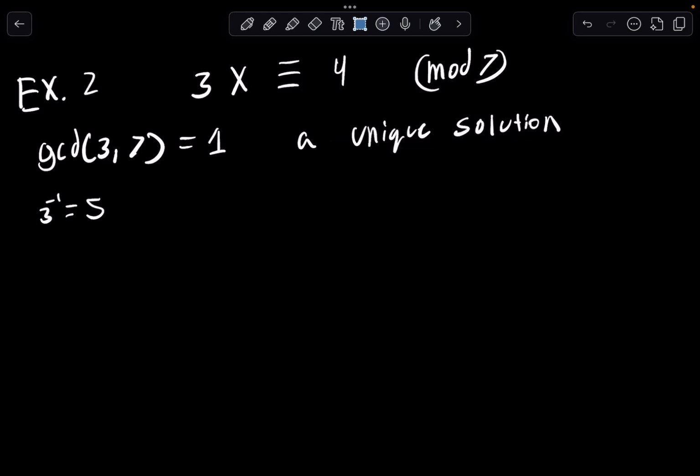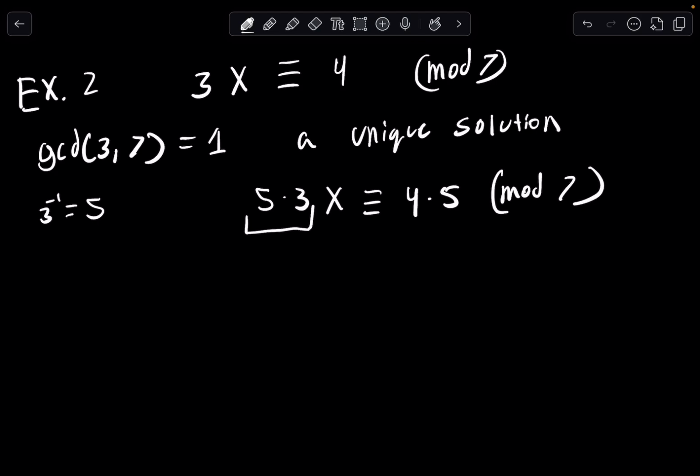Okay, so now that we found that inverse, what can we do to simplify this problem? I want you to think about it. If you said multiply both sides by the inverse, then you're correct. So go 5 times 3 times x is congruent to 4 times 5 in mod 7. Now remember, this is just going to evaluate to 1, so we can just cancel that out. So then we're left with x is congruent to 20 in mod 7.